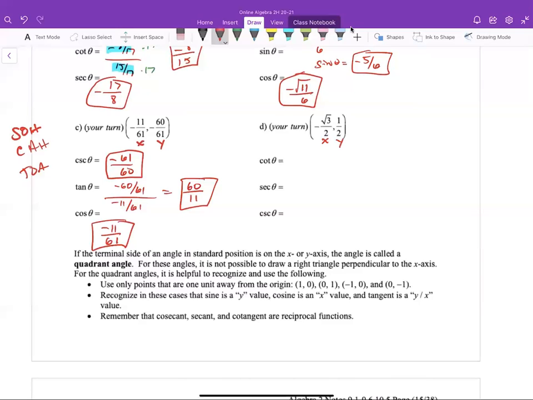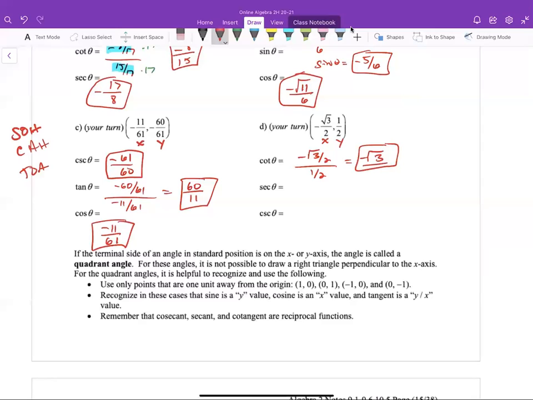All right, I got cotangent, which is related to tangent. Tangent is y over x, so cotangent is x over y. So negative square root of 3 over 2 divided by 1 over 2. The 2's will cancel if you multiply top and bottom by 2, and you will get negative square root of 3 over 1. So it's negative square root of 3.